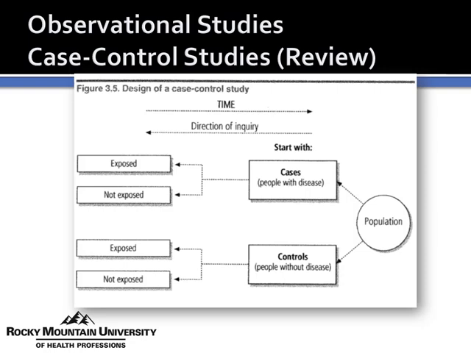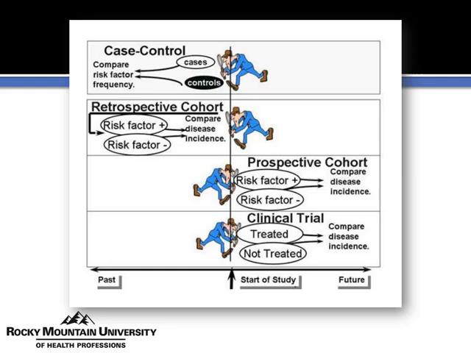Case control studies, again, these are historical in nature, but the difference between these and the retrospective cohort is you're comparing cases and controls and going back in time and asking people about potential exposures. I like this graphic here because it's comparing prospective cohort and clinical trials. Both of these, one's observational, one's experimental, both can compare disease incidence. Both are moving into the future.